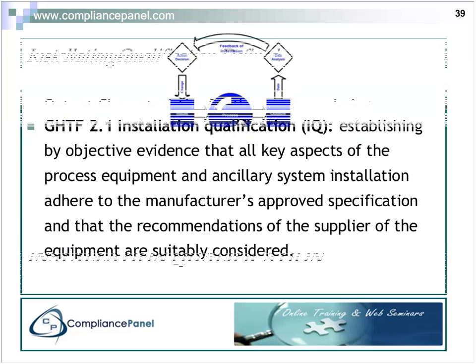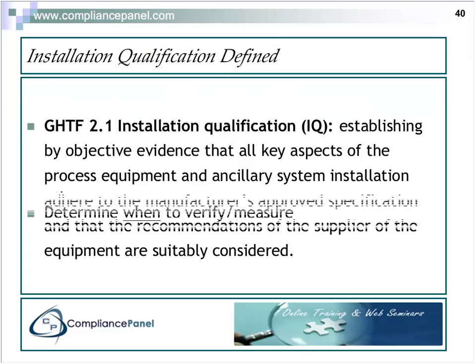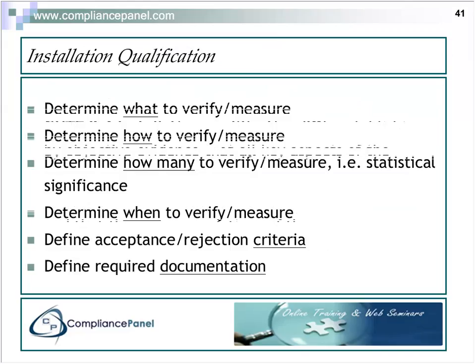Okay, so IQ. And we're going to step through these three portions here now. IQ, again, established by objective evidence that all the key aspects of the process equipment and the ancillary system installation adhere to the manufacturer's approved specifications. So the process is installed properly. We need to determine what to verify or measure, how many, when, and we need to decide what's acceptable and what's not acceptable, and then what documentation is going to be necessary. So this would be part of our design validation protocol to answer these questions within that protocol.